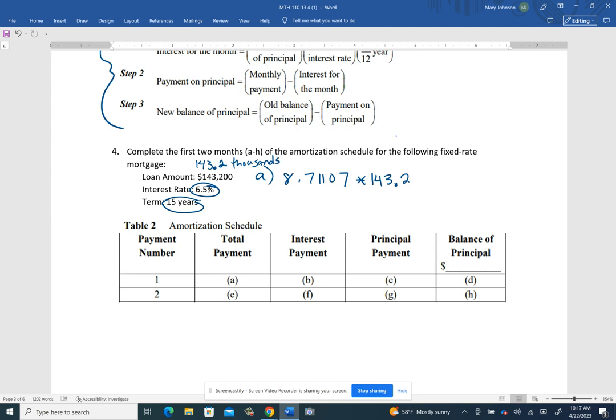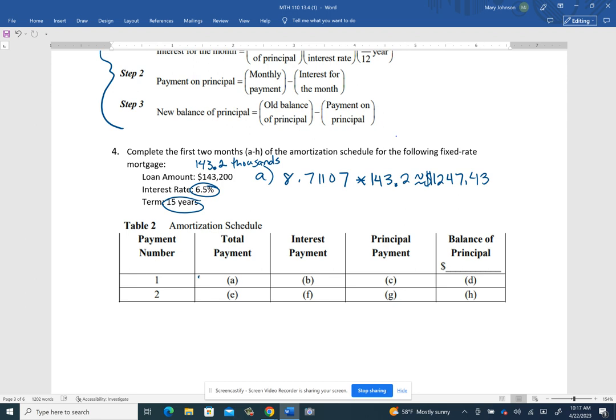Now, when you multiply that out, that's going to give you your monthly payment. So go ahead and take time. As I'm doing it, you do it too. Check your rounding, make sure that you're getting these same values. Okay. So you'll get about $1,247.43 if I round to the nearest hundredth. Okay, well, that's A. That's my total monthly payment.